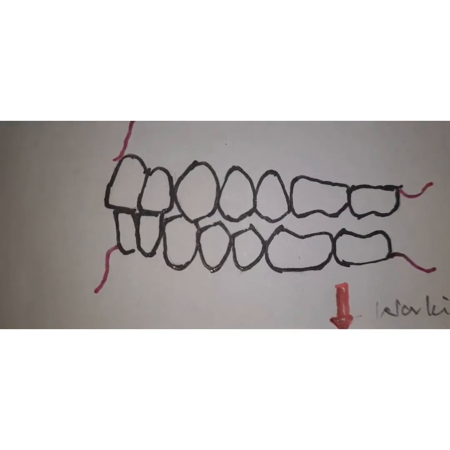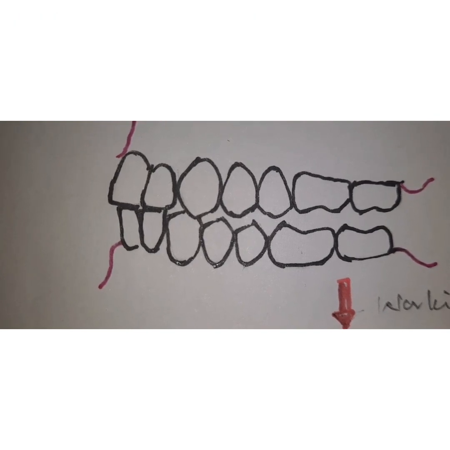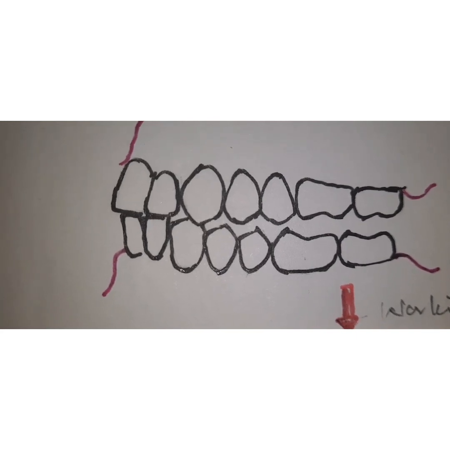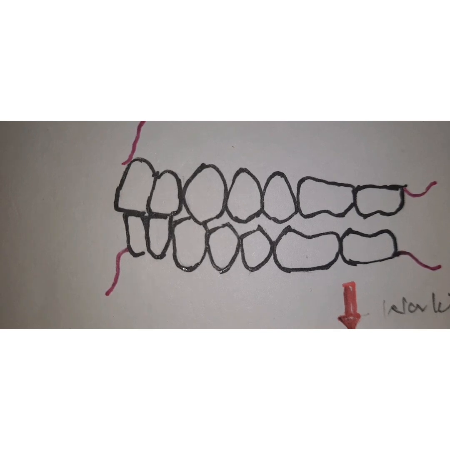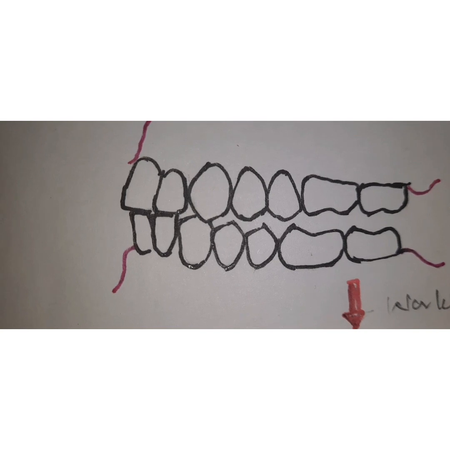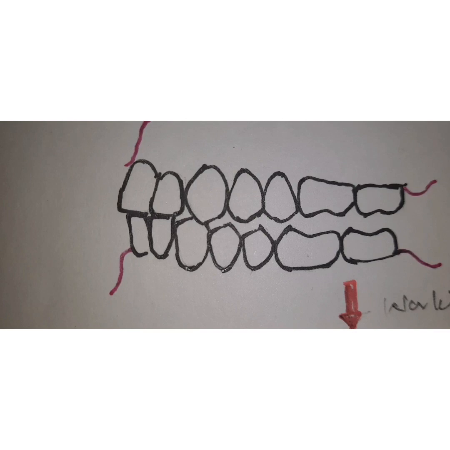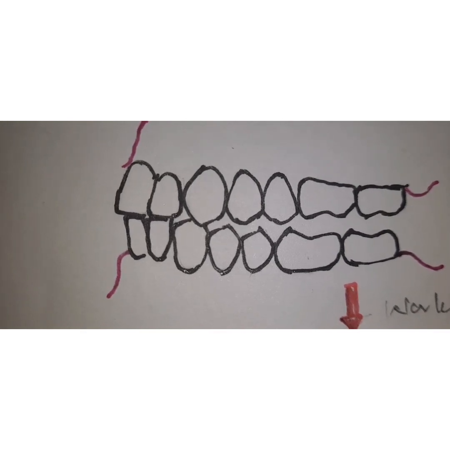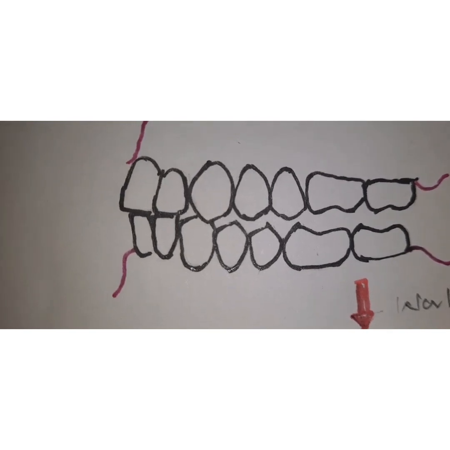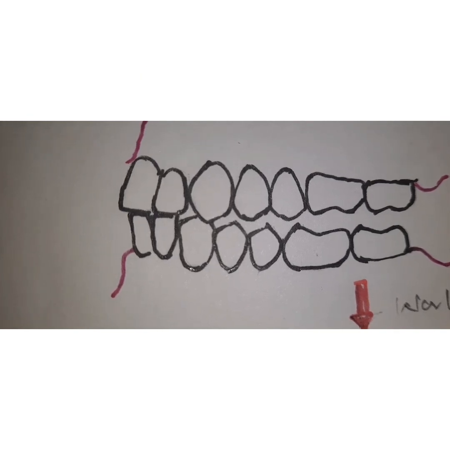Now, the third type of occlusal concept is the canine guided occlusion, also called mutually protected occlusion or organic occlusion. This concept originated from the work of D'Amico, Stuart, Stallard, and Lucia, and the members of the Gnathological Society. Also, this is one of the most widely used occlusal schemes because of the ease of fabrication and greater acceptability by the patients.